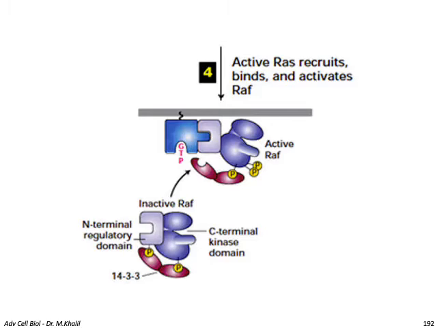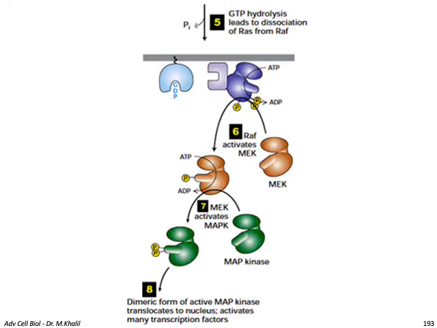Once RAF is active, it will induce the activation of MEK protein through phosphorylation, giving active phosphorylated MEK. This active MEK will activate the MAP kinase through phosphorylation, leading to active MAP kinase. This MAP kinase will soon dimerize and activate another protein to facilitate the recruitment of transcription factors to the nucleus.